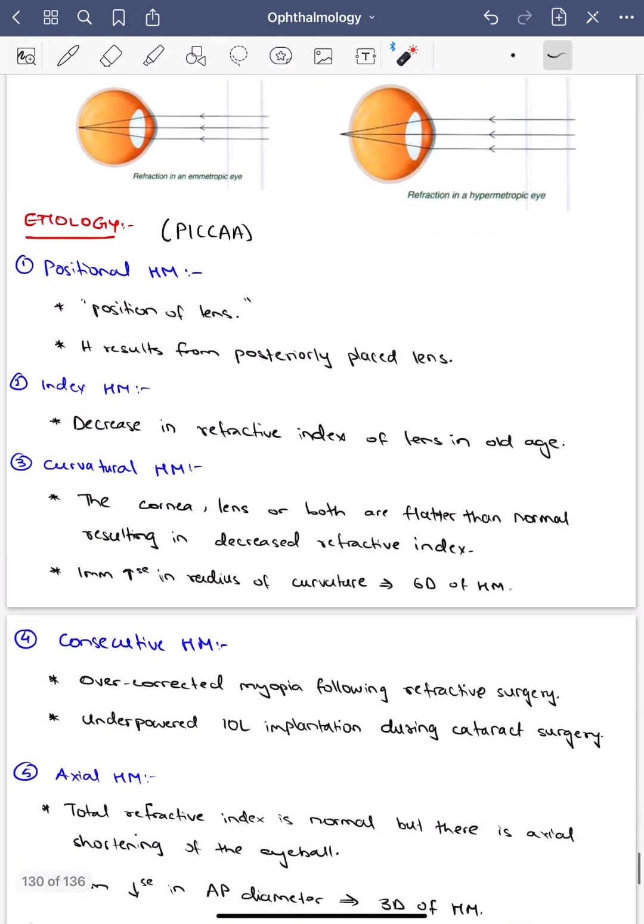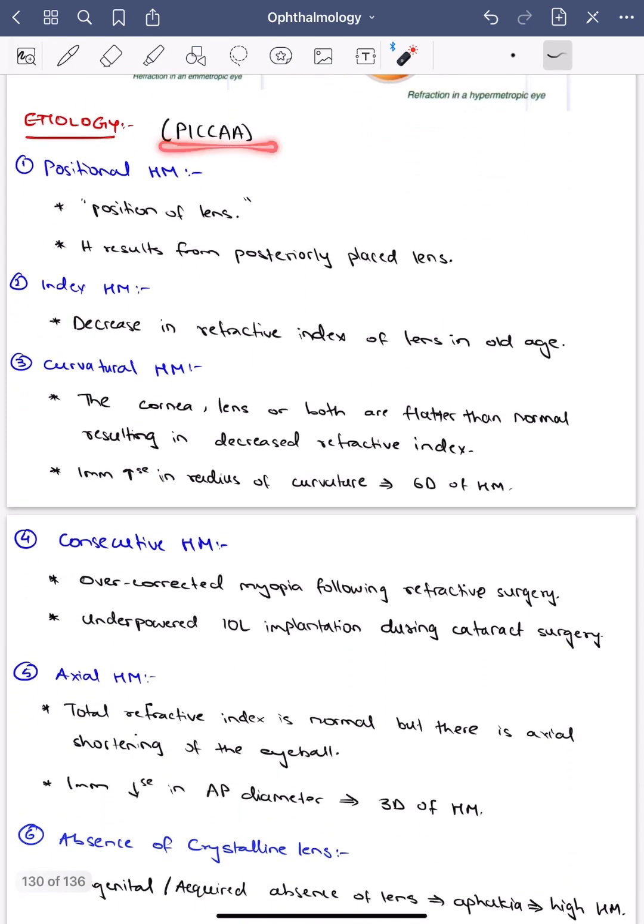Now, the etiology of hypermetropia can be remembered by the mnemonic PICCAA. Now, P refers to positional hypermetropia, that is the position of the lens. It results from the posteriorly placed lens. Next is index hypermetropia, that is there is a decrease in the refractive index of the lens in old age. Third is curvatural hypermetropia, that is the cornea, lens, or both the cornea and lens are flatter than normal, resulting in decreased refractive power. Now, for every 1 millimeter increase in the radius of curvature, there is 6 diopters of hypermetropia. Okay, so this is about curvature hypermetropia.